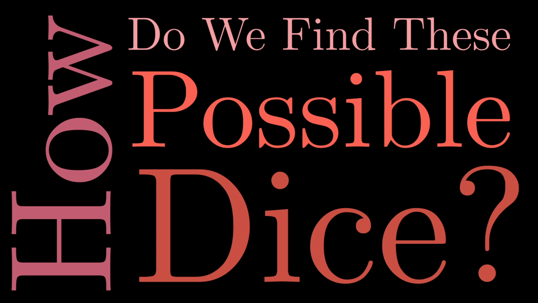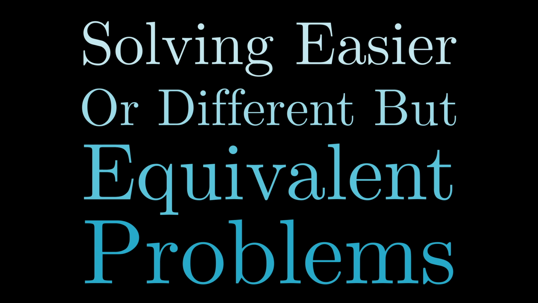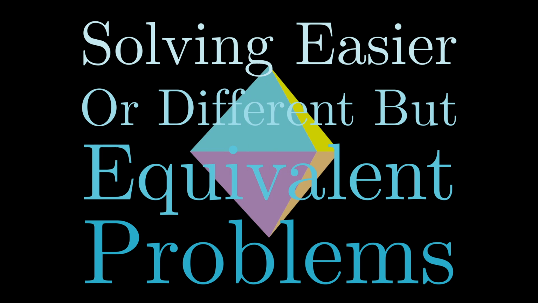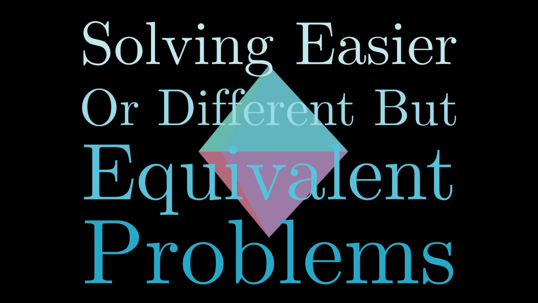So how do we find these possible dice? When solving problems in mathematics, or really anything, it's helpful to simplify the problem down to a process of solving easier or different but equivalent problems. So let's start with trying to find all the different possible sums of 4 unique numbers from 1 to 8 which add up to 18. These sums would then constitute all the different possible combinations of numbers seen from particular orientations of the die.